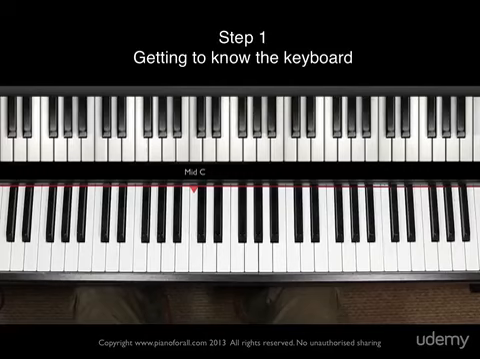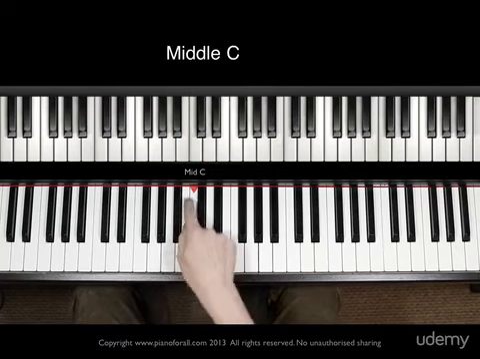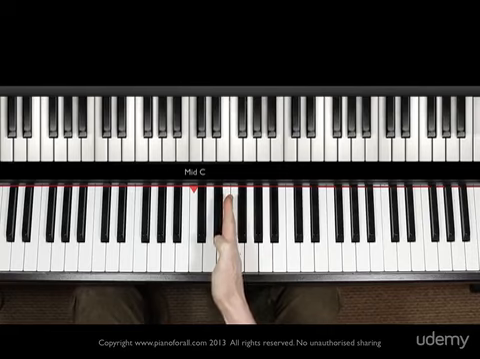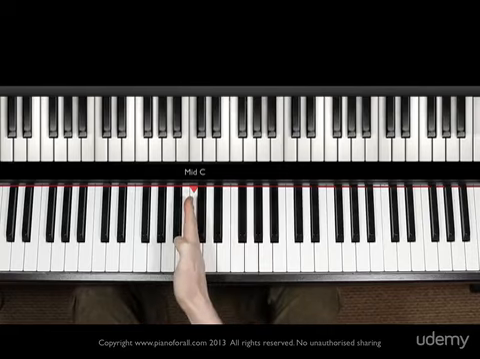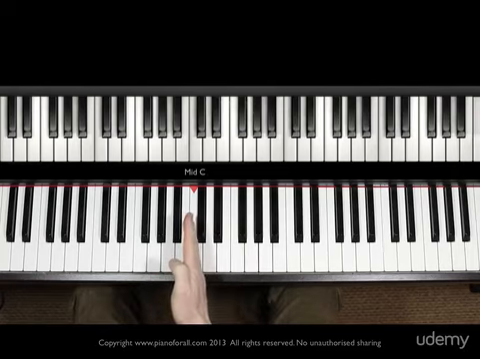Step 1. Getting to know the keyboard. First of all, make sure you've got where middle C is. On this piano I've marked it with a red arrow, but actually the middle of the keyboard is here. So middle C should be somewhere around the middle of your keyboard, maybe slightly to the left.